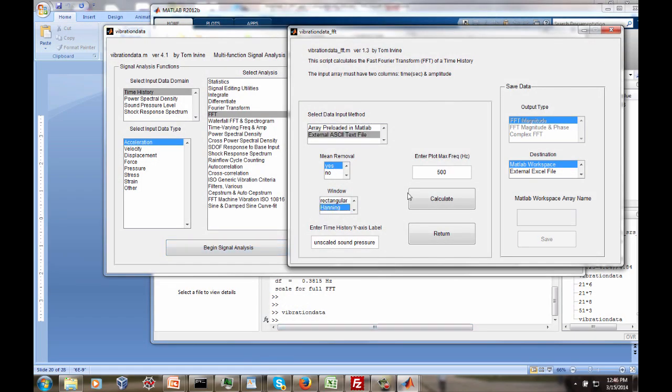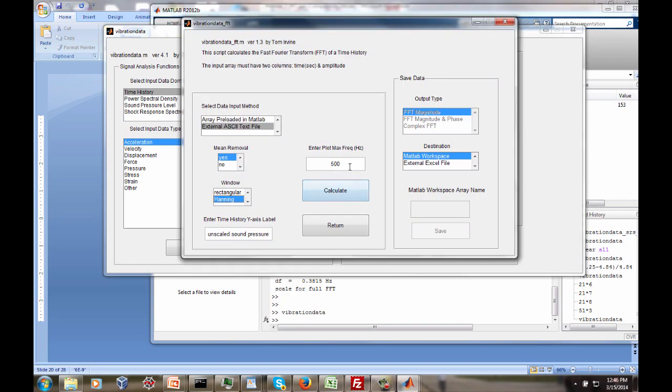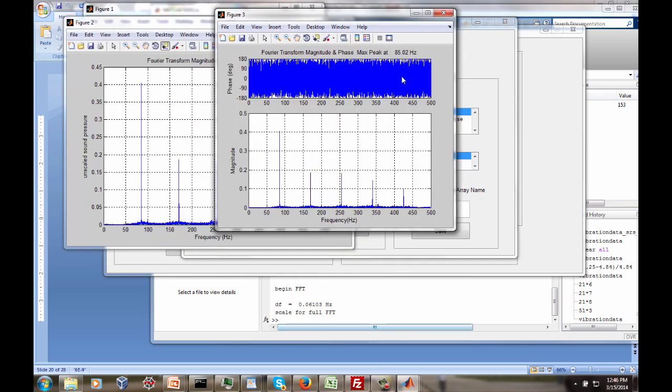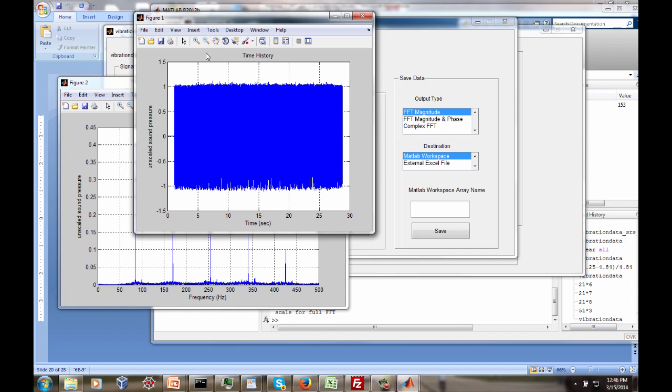Mean removal, yes. Hanning window. 500 hertz, is that good? Yeah, we'll say 500 hertz. Again, unscaled sound pressure. So we calculate, not interested in phase. Let's look at the time history first. So this is the time history, and this is the unscaled sound pressure.